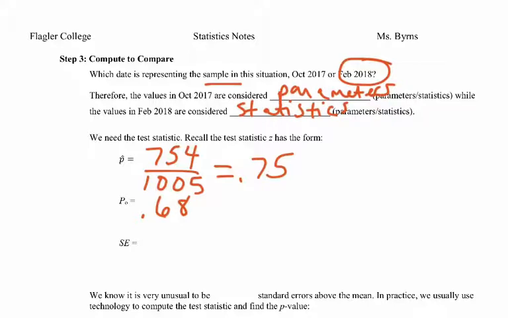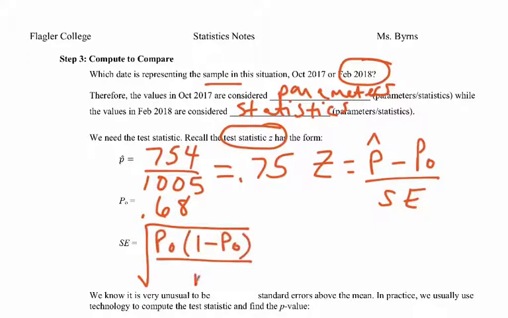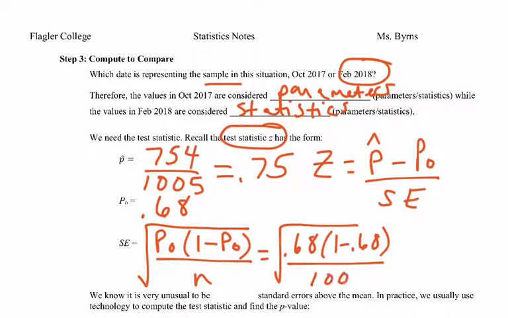And to calculate the test statistic Z, we're going to use the same format we've been using all semester. In fact, we used this back in chapter 17. The test statistic Z was p hat minus p naught divided by the standard error. So I need to calculate the standard error. The formula for that, remember, is the square root of p naught times 1 minus p naught divided by n, my sample size. So for me, that's 0.68 times 1 minus 0.68 divided by n, which is 1,005. And I'm getting a standard error of about 0.015.